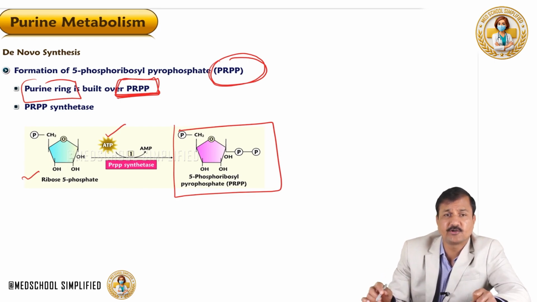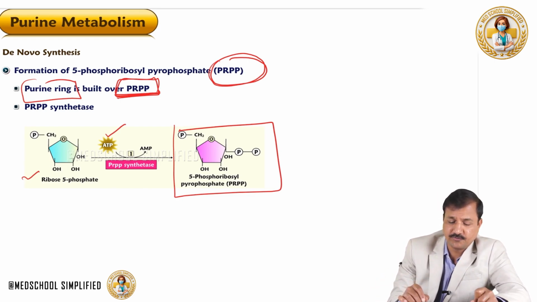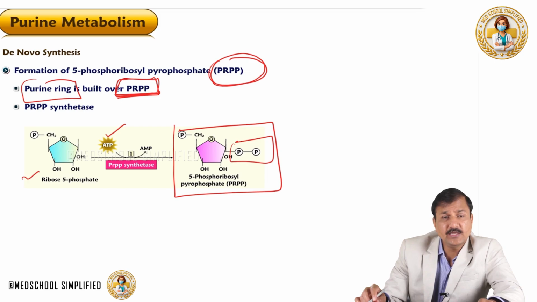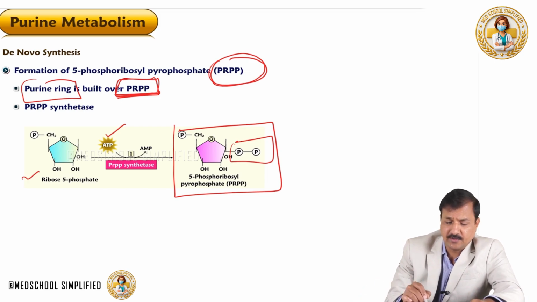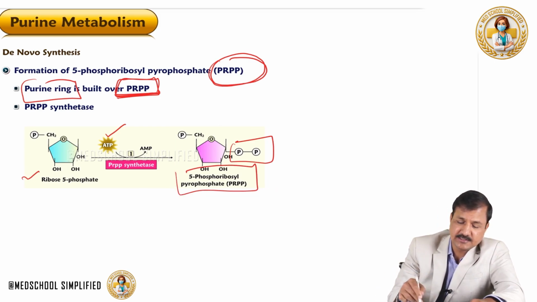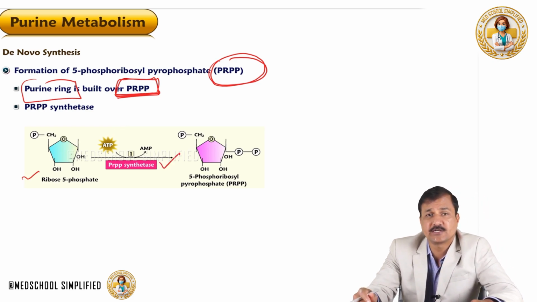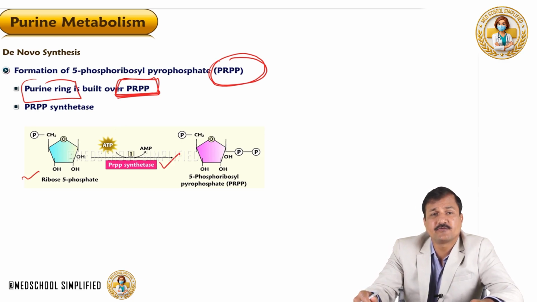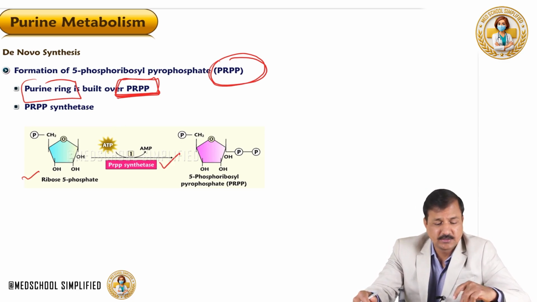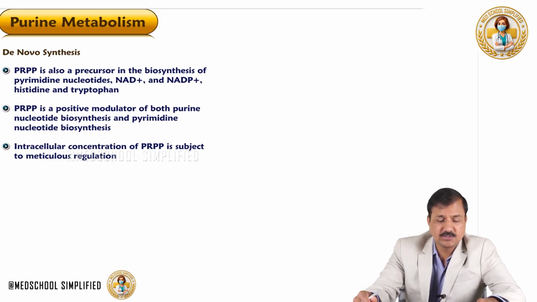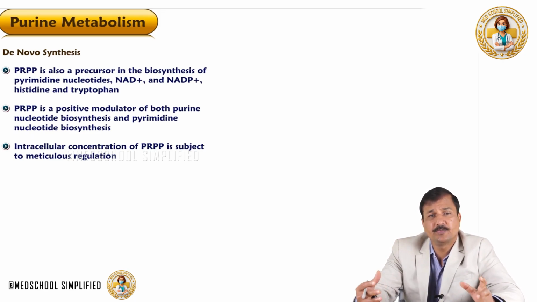ATP is broken down into AMP here, and those 2 phosphates are attached to the ribose-5-phosphate to make 5-phosphoribosyl pyrophosphate. That's PRPP. This entire reaction is catalyzed by the enzyme PRPP synthetase. PRPP synthetase is the enzyme that helps in the formation of PRPP. Once we get PRPP, this PRPP will be used to build a purine nucleotide over it.